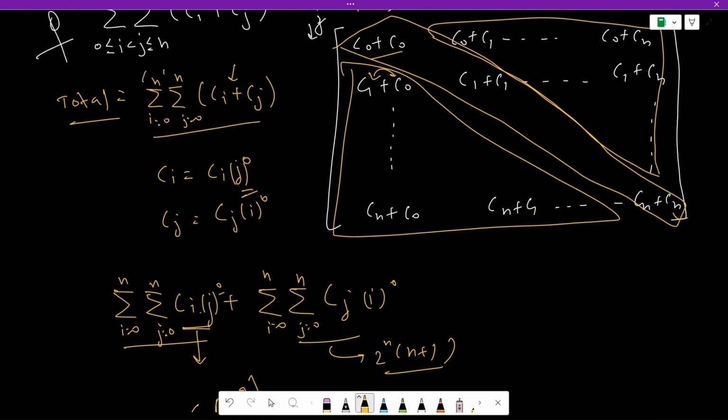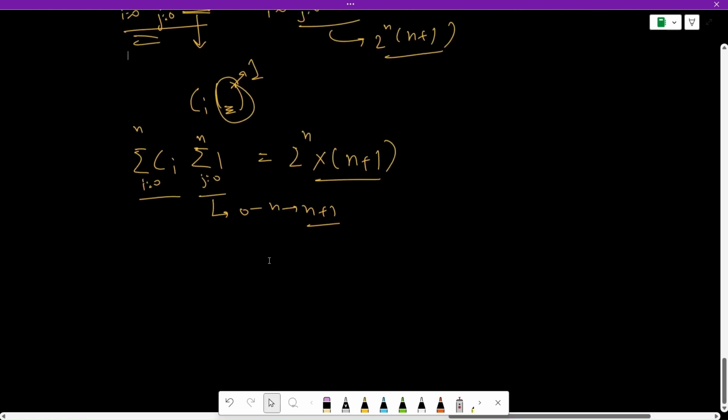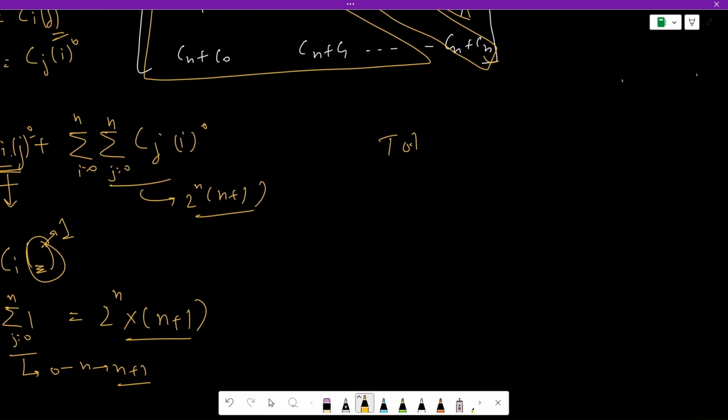Basically we can just split this complete double sigma on each of them, and then what each of them means is that Ci is multiplied with 1, and 1 is j to the power 0, and we can independently now take this out of this summation, as this is a disconnected sigma, and we can just then use our basic sigma rules to solve it. So we have the total now. Total is equal to 2 to the power n, adding both of them we will get into n plus 1 into 2. This will be 2 to the power n plus 1 into n plus 1.